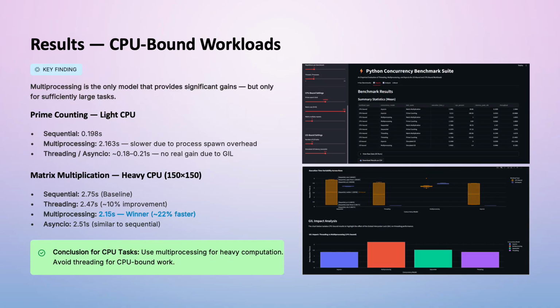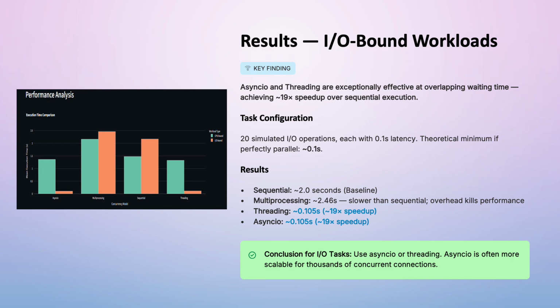For CPU bound workloads, the results were clear. With the lightweight prime counting, multiprocessing was actually slower due to process overhead, but with the heavier matrix multiplication, multiprocessing emerged as the winner, achieving about 22% faster execution than sequential. Threading showed only marginal improvement, around 10%, because the GIL prevents true parallel execution of Python bytecode. So threading performed similarly to sequential, as expected.